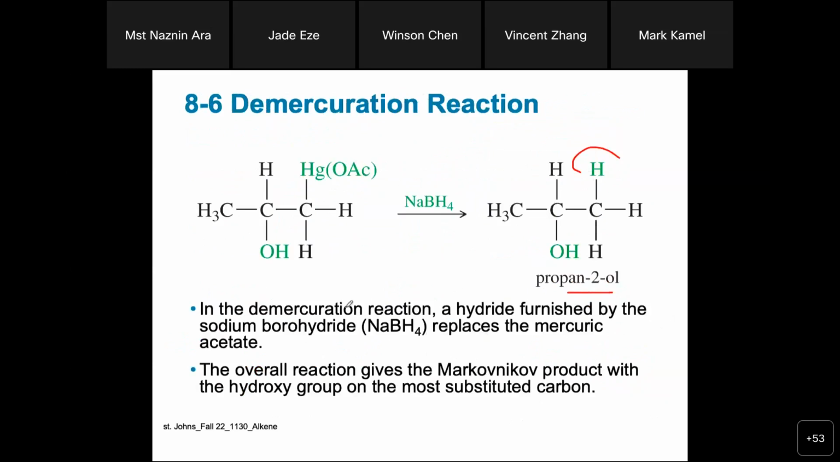So in the demercuration reaction, a hydride furnished by the sodium borohydride replaces the mercuric acetate. The overall reaction gives the Markovnikov product with the hydroxyl group on the most substituted carbon. That means the most stable carbon.